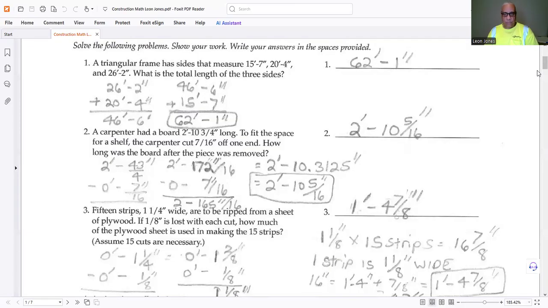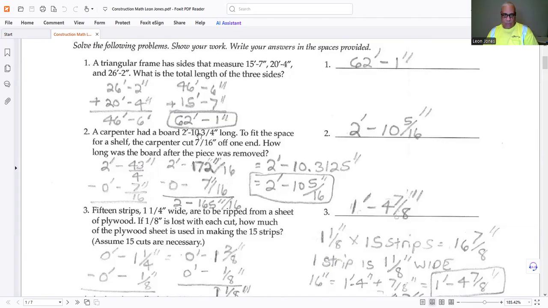Well, basically, all I did with this problem, I just took 2 feet, converted everything.